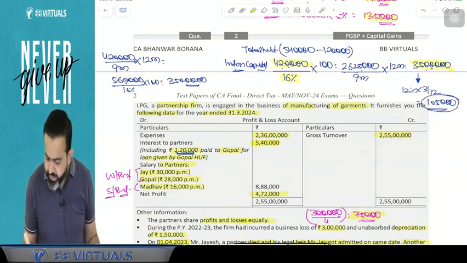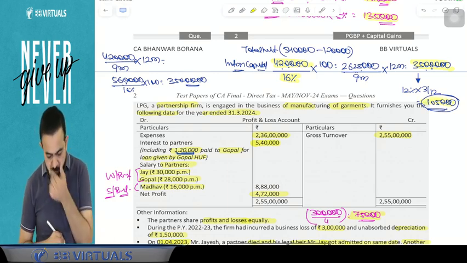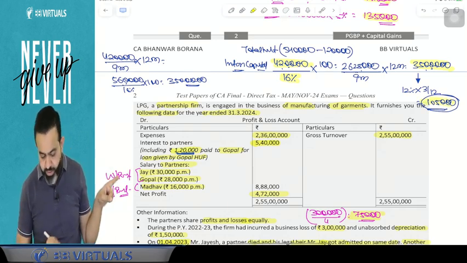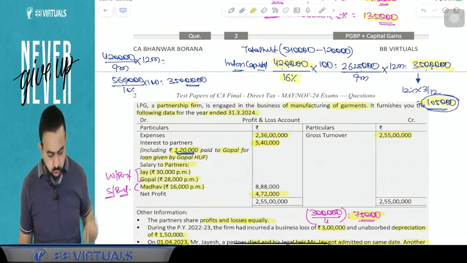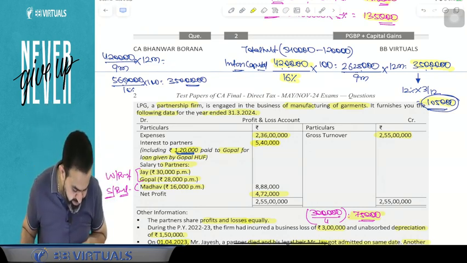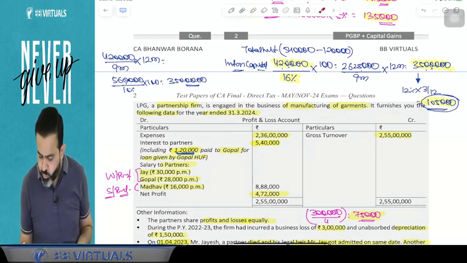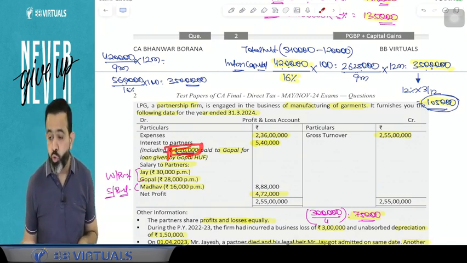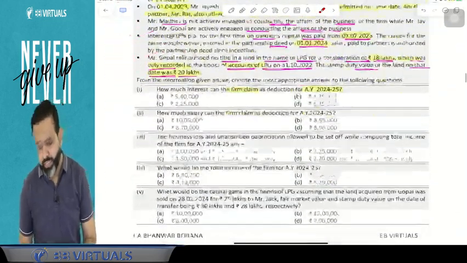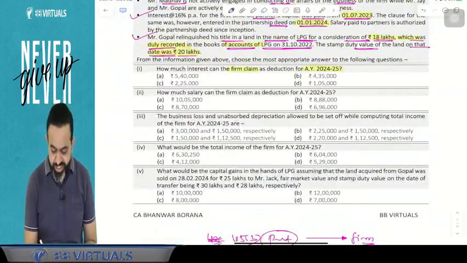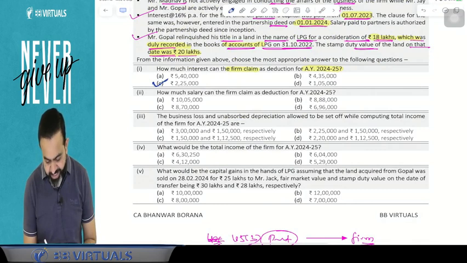So can I say that this 1,05,000 interest as well as this 1,20,000 interest, total 2,25,000 rupees interest is allowed? One is this 1,05,000 and the second is this 1,20,000 in the representative capacity. So total 2,25,000 interest is going to be allowed. So here guys, 2,25,000 is the right answer.